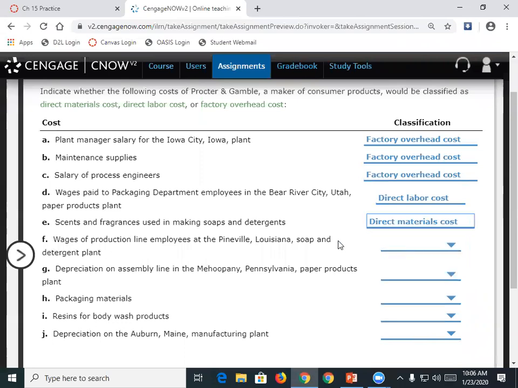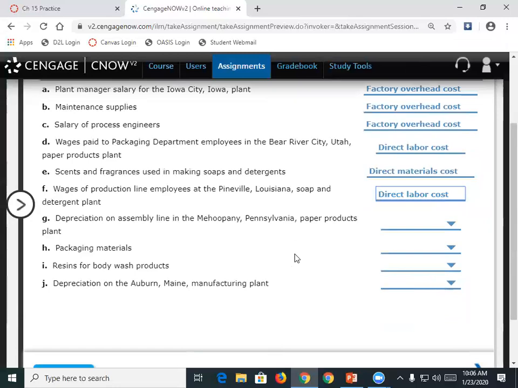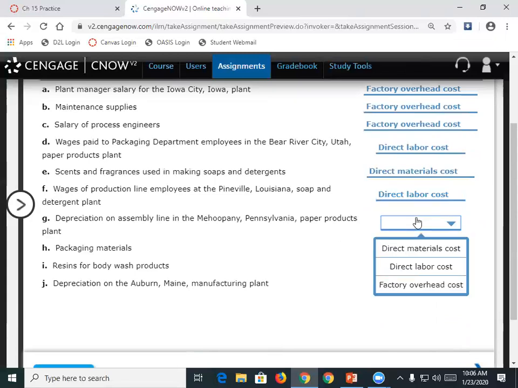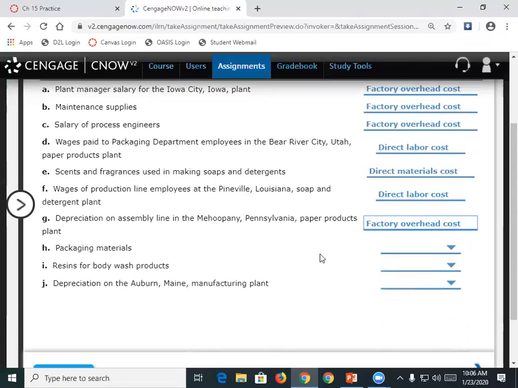F, wages of production line employees. Direct labor. Good. G, depreciation on assembly line. Overhead. Very good. That is a factory overhead. H, packaging materials. Very good. Direct materials. I, resins for body wash products. Materials as well. Very good. And then lastly, depreciation on the manufacturing plant. Factory overhead. Very good. Those aren't too bad, right?